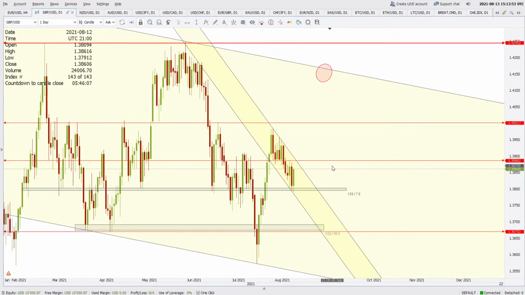So now resistance is at 1.3886, support is at this area still before it closes below this. If it closes below this, then the next area, 1.3670, will be exposed.